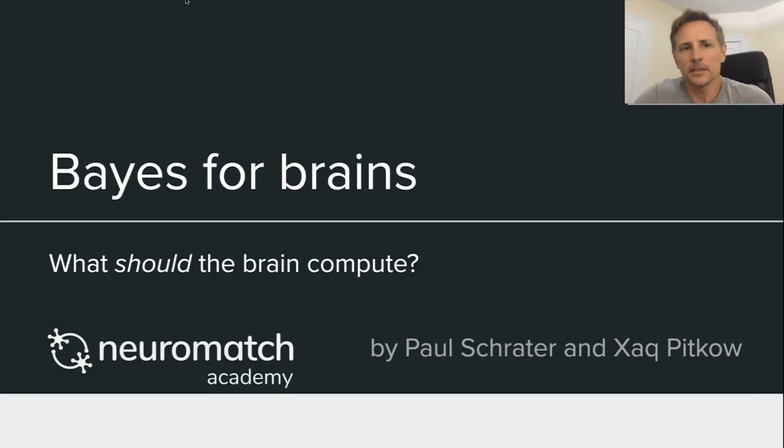Welcome. This week, you might feel like you have Bayes for brains, but hopefully today we'll learn that Bayes is for brains. The topic of this week and this particular lecture is how to do probabilistic reasoning that will enable us to understand what the brain should compute and potentially what the brain does compute.